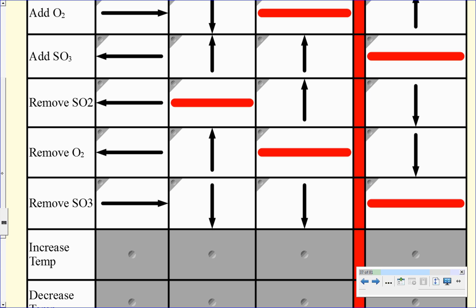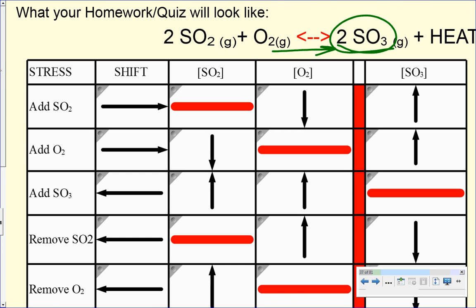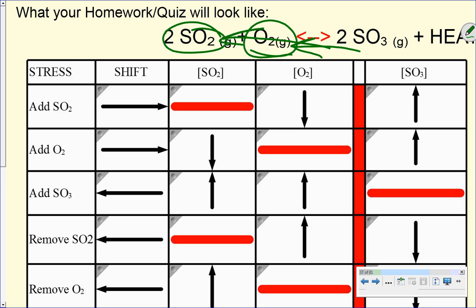So what you should notice here with each of these, if we remove something, we shift towards it. So we just talked about removing SO3. We shift towards it. It's almost as if we're shifting towards it to replace it in the system. If we're removing O2, we shift towards it. If we're removing SO2, we're shifting to the left. We're shifting towards those to replace them in the system.